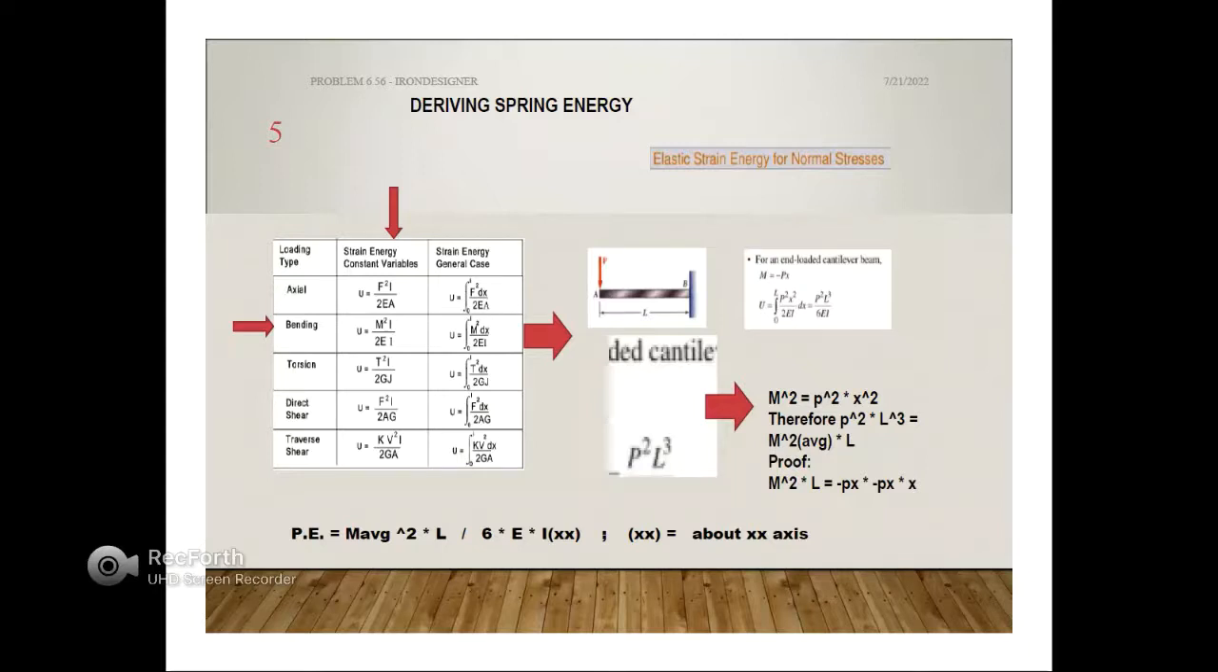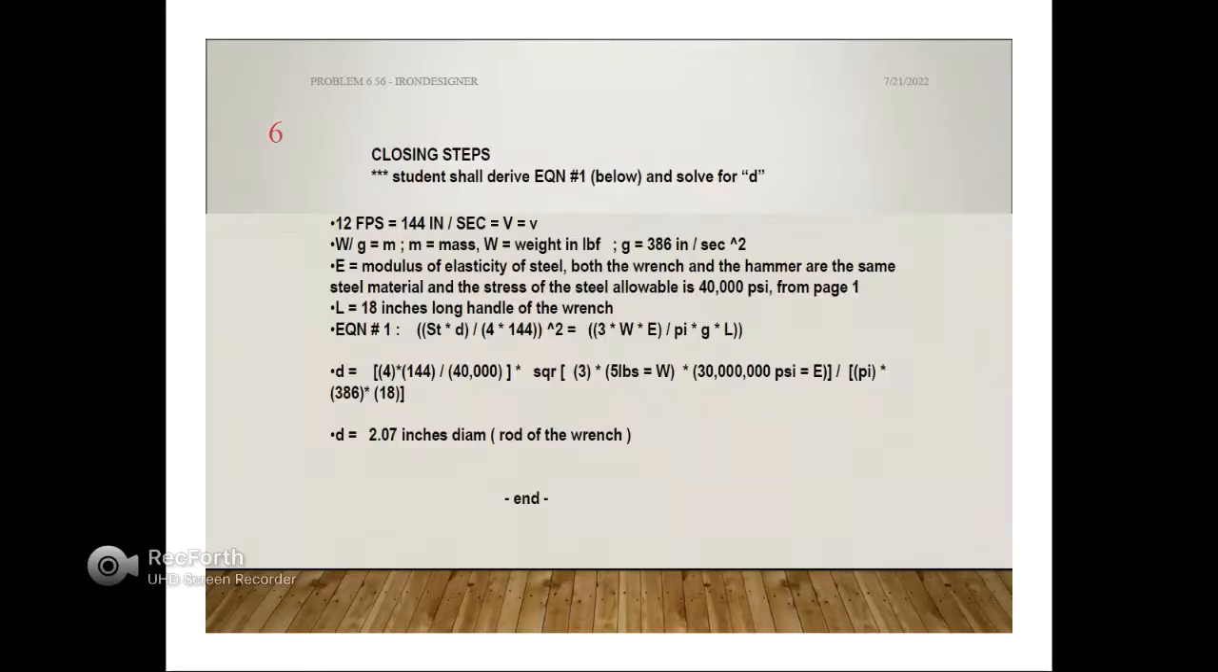The next equation is deriving the spring energy using the bending equation. So the spring energy in a bent cantilever rod is M squared dx over 2EI. The equation to the right for the energy after integration is P squared L cubed divided by 6EI. And you'll remember that's the equation from the previous slide.